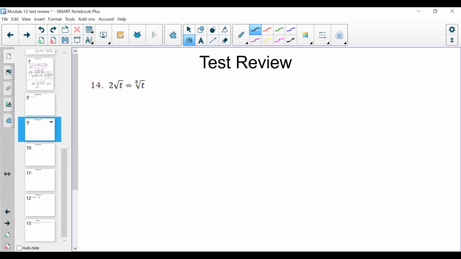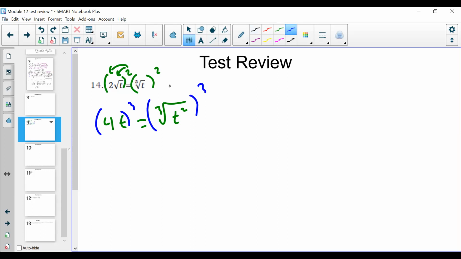So number 14, I have 2 times the square root of t equals the cube root of t. So what I want to do is get rid of the square root, and get rid of this cube. So I can do that by first squaring both sides, because I'll get rid of the square root. And when I do, I can distribute the square to get 4 times t, and that'll equal the cube root of t squared. And then I can raise both sides to the 3rd power, because when I do, it gets rid of this cube. These will cancel out. Distribute this 3 again. 4 to the 3rd power is 64 times t cubed, and that'll equal t squared. And then from here, I can divide both sides by, say, t squared.